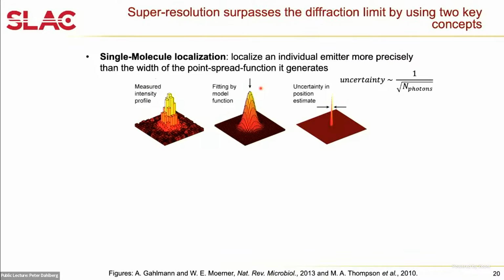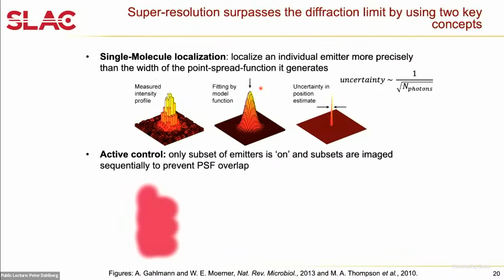So to take a super resolved image, I have to add in the second key concept, which is this idea of active control. So imagine for a minute, I have some extended structure like this helix shown here, and it's densely decorated with fluorescent reporter molecules, these gray circles. And if they're all emitting at the same time, then what I see is just this diffraction limited haze. And I can't play this trick of the first key concept of single molecule localization.